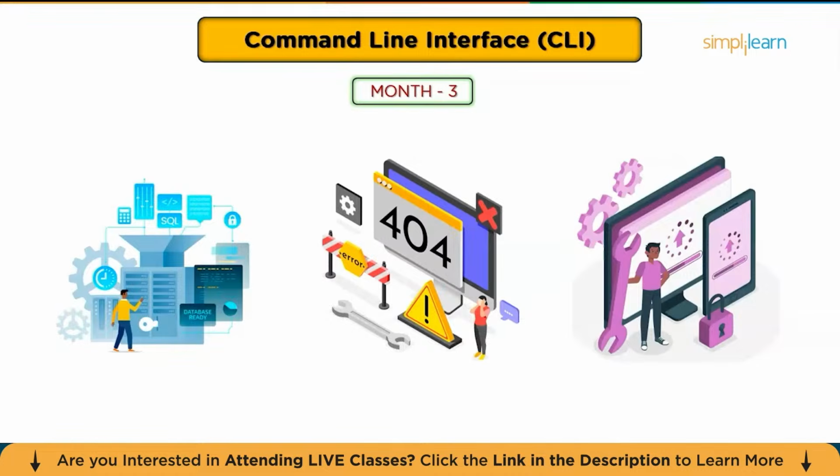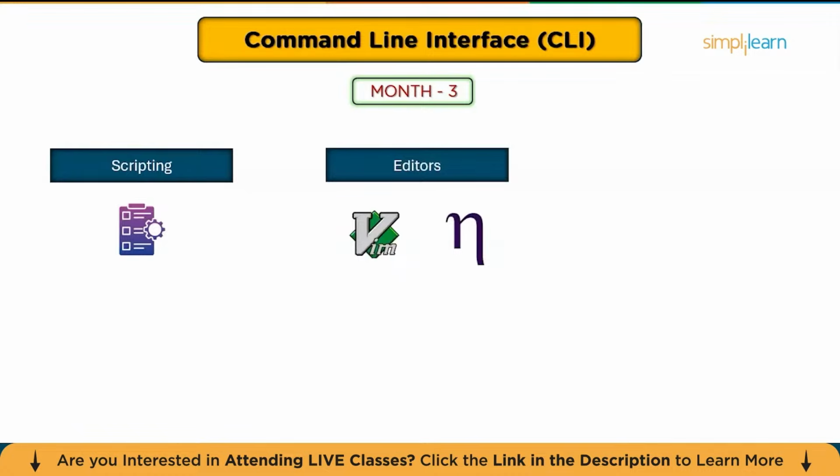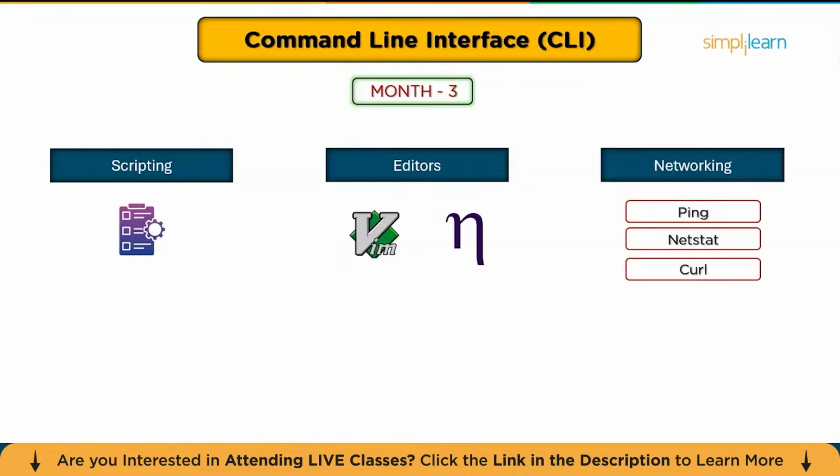So let's look at some key CLI skills to master. Number one is scripting. This is for automating repetitive tasks and creating custom scripts to make your work more efficient. Then next you can learn about editors. So learn CLI-based editors like Vim or Nano for editing files directly from the terminal. Then you can learn about networking tools. Get comfortable with tools like Ping, Netstat, and curl to troubleshoot network issues and manage network configurations.